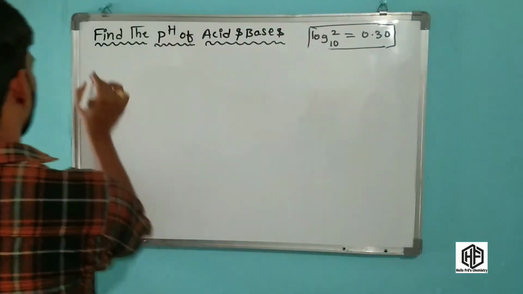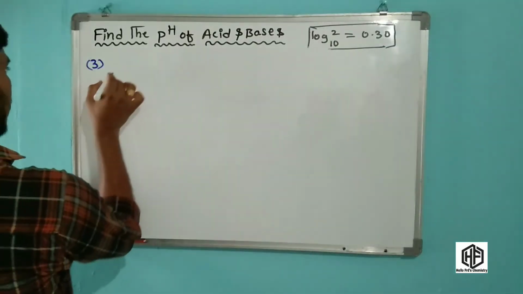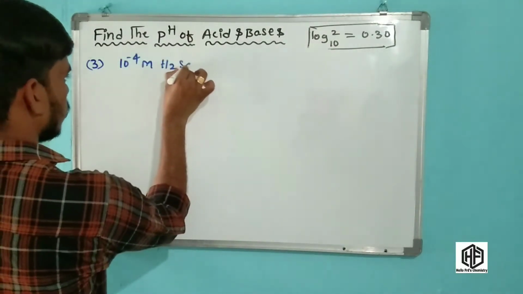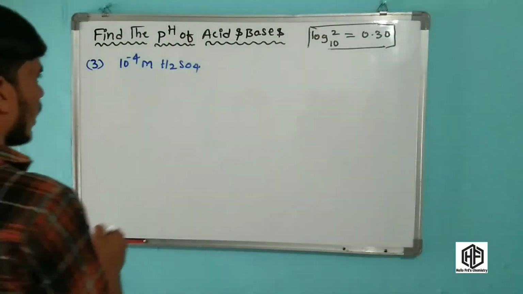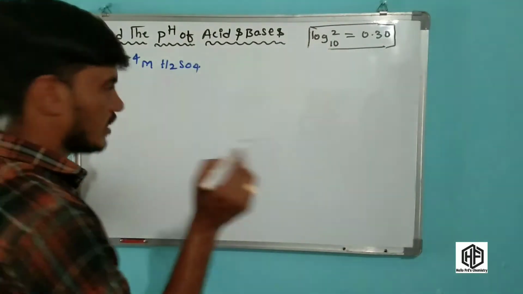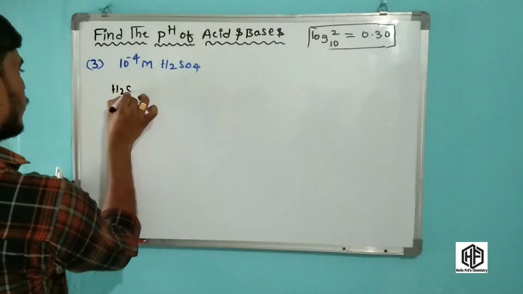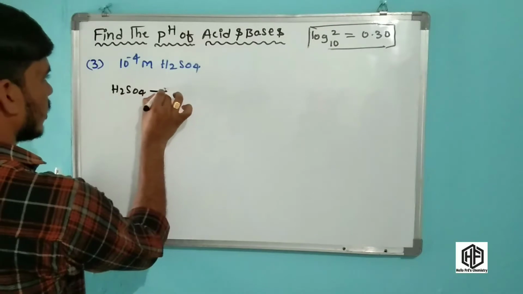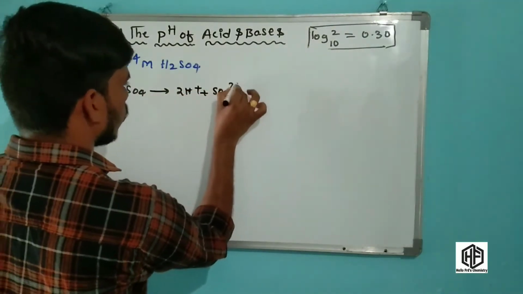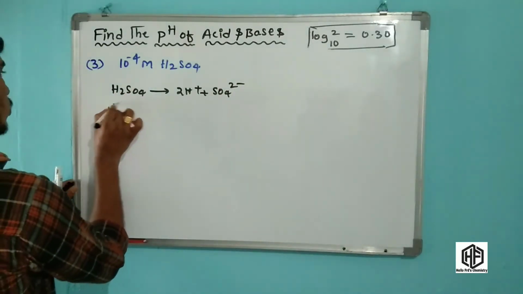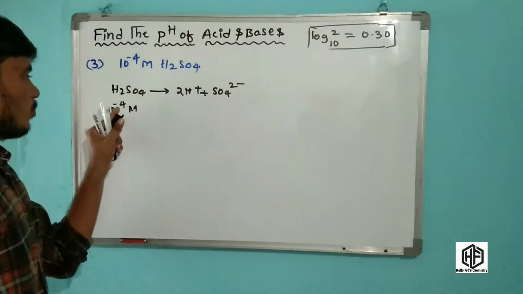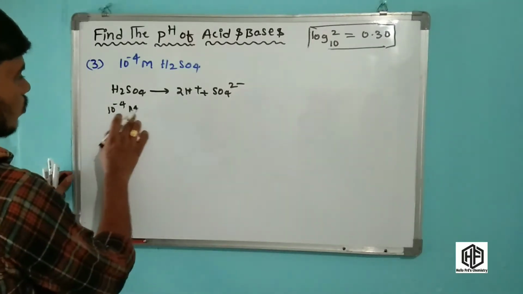One more important example in dibasic acid: 10 to the power of minus 4 molar H2SO4. This is the dibasic acid, because 2 H plus ions are present in there. Friends, H2SO4 is dissociated into 2H plus and SO4 2 minus. This concentration is 10 to the power of minus 4 molar.